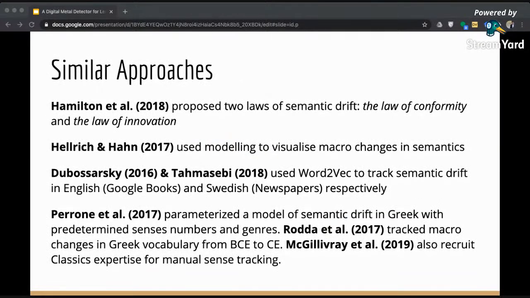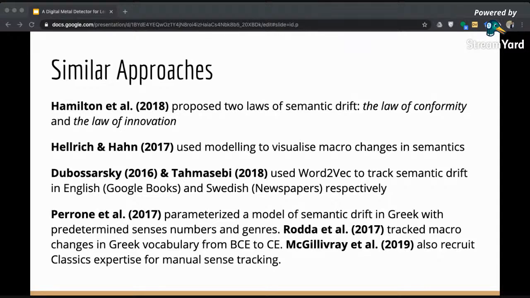There have been other approaches to do a very similar thing. Hamilton et al. have proposed two laws of semantic drift, the law of conformity and the law of innovation. It's also been used by Hellrich and Hahn to visualize macro changes in semantics in specific languages. Haim Dubossarsky, in his 2016 paper, used Word2Vec to track semantic drift in English, using the Google Books corpus. And Nina Tahmasebi used Swedish newspapers in her 2018 paper to track, again, semantic drift in those two areas. In both cases, Word2Vec and cosine similarity were used.